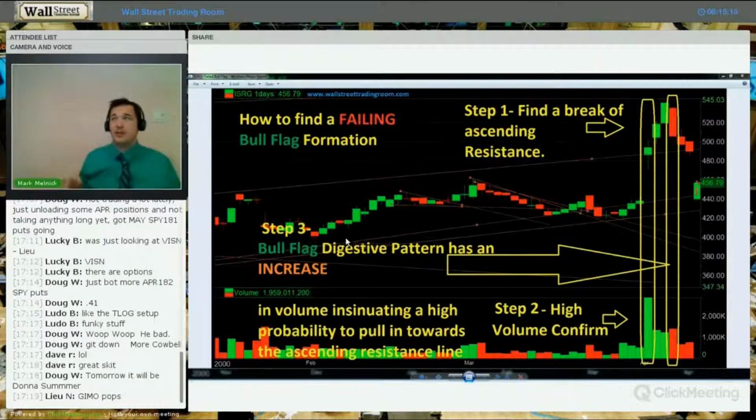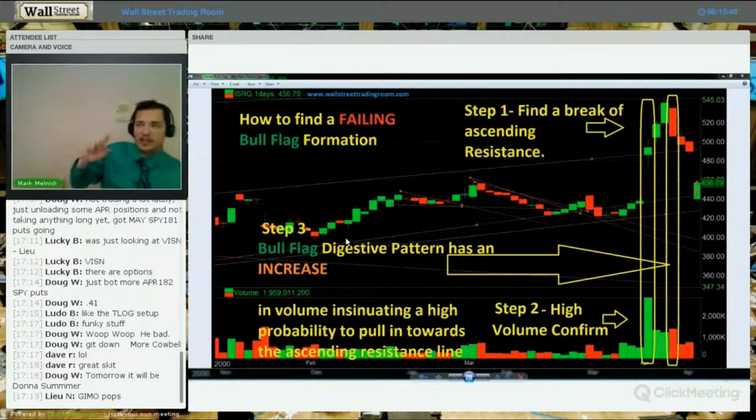So it's very easy. When you see a bull flag formation, besides needing to know what a bull flag is, you need to find the break of ascending resistance. So that happens, step 1. Step 2 is confirming that you broke an ascending resistance line by simply looking at the volume. You want at least twice to three times or more volume than the prior day when you're breaking an ascending resistance. You clearly got that and much more when ISRG did indeed break up. And here is the third step.